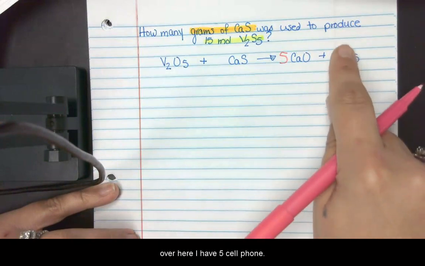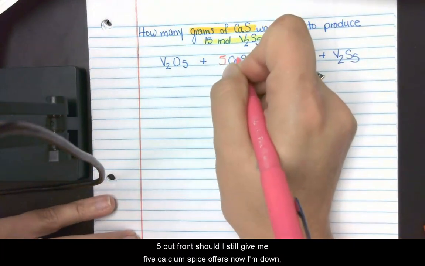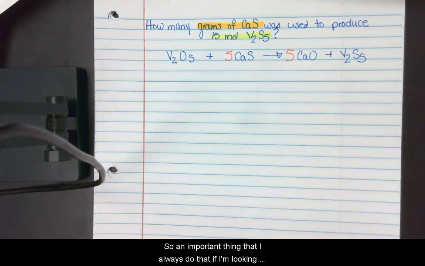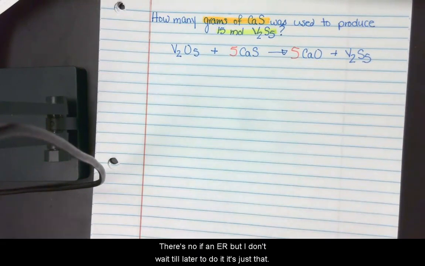If I look over here, I have 5 sulfurs. If I put 5 out front here, that still gives me 5 calciums, 5 sulfurs. Now I'm balanced. An important thing that I always do is that if I'm looking for grams or I'm given grams, I always immediately find molar mass. There's no if, and, or but. I don't wait till later to do it. It's just that check mark off: if I'm given grams, I always do molar mass.